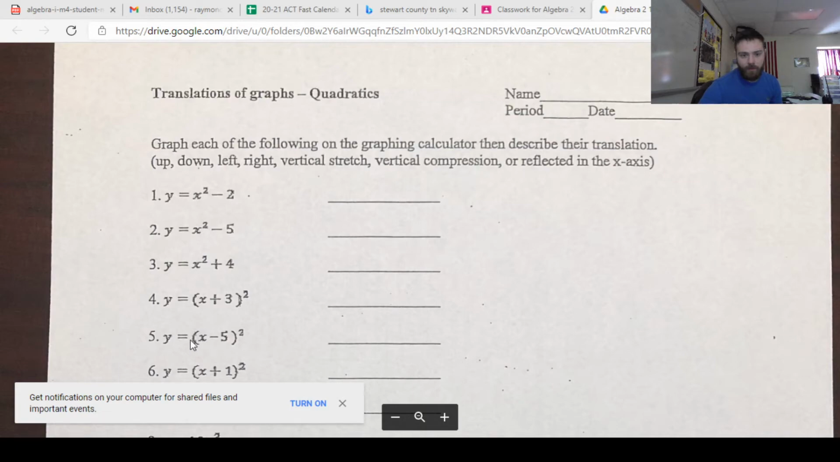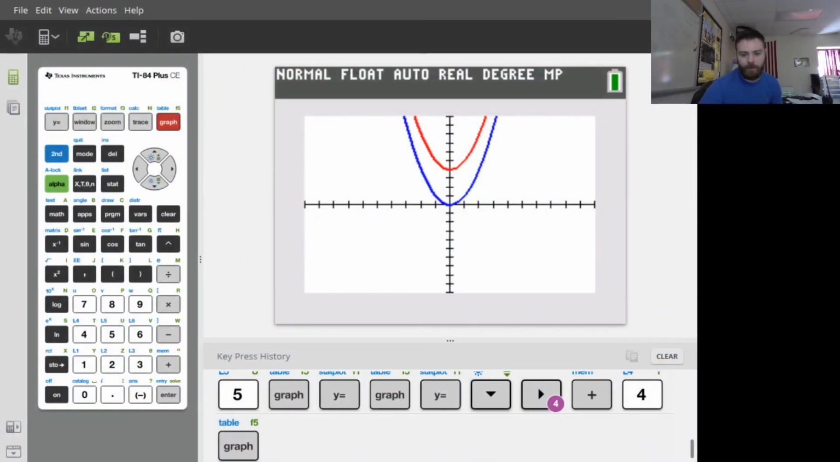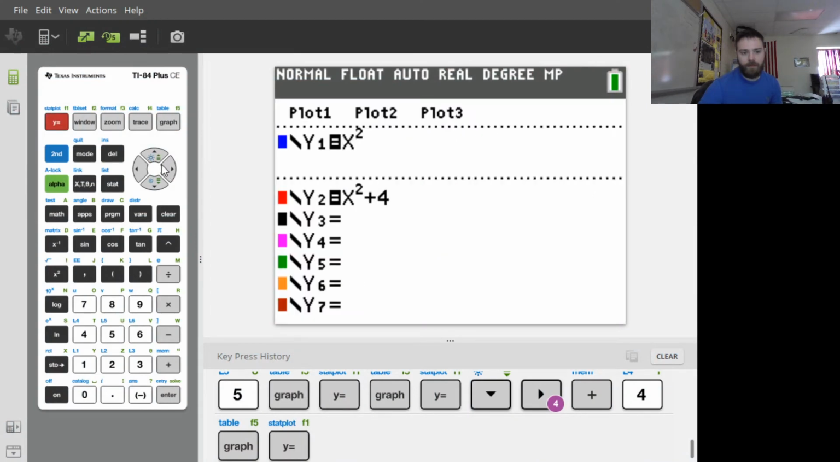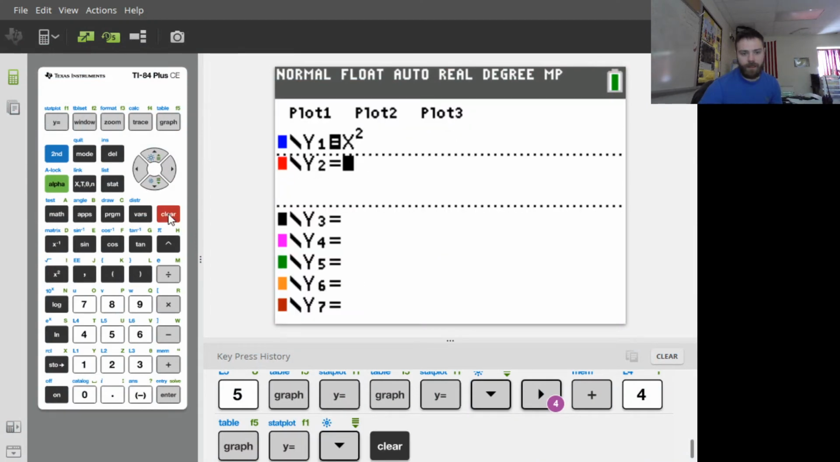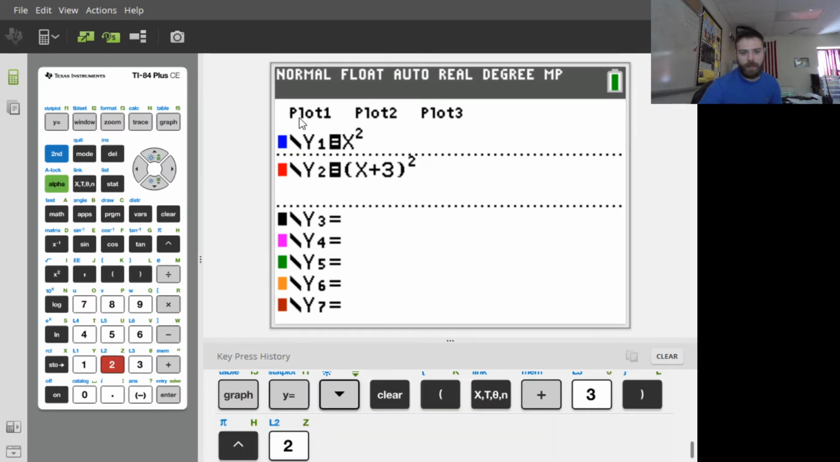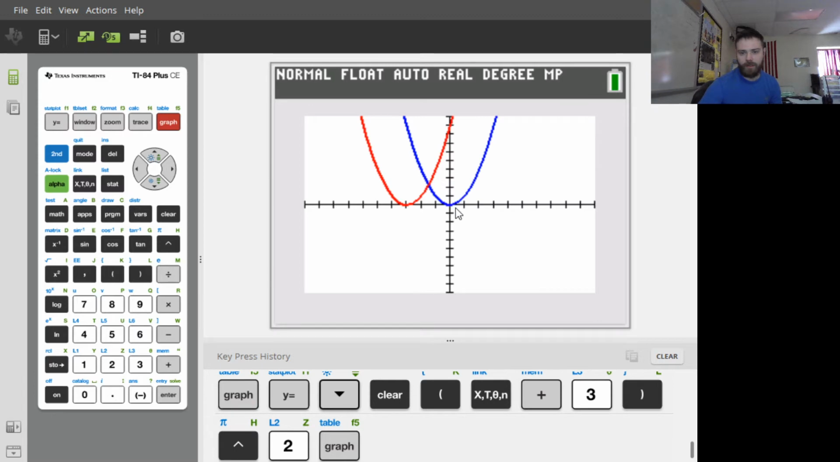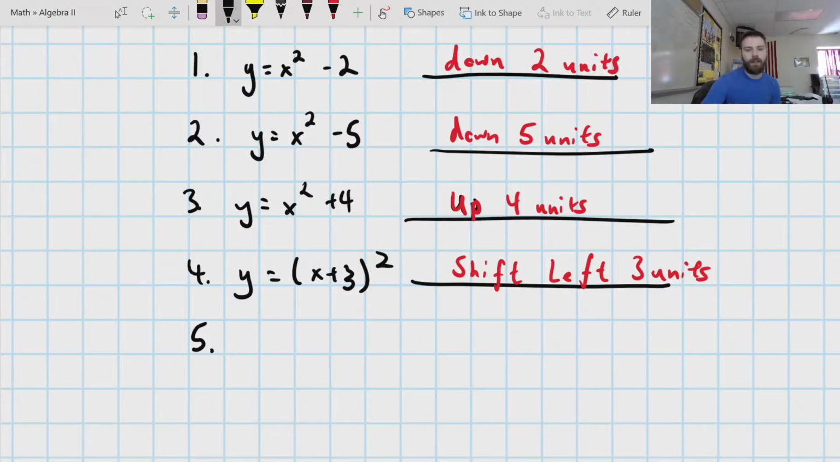Then the next one, oh, you need to see that. Yeah, that's important. So let's go over here. It's going to shift left 3 units, so I kind of gave it away, and that was my mistake. But if I take x plus 3 inside parentheses and raise it to the second power, what you're going to see is this function, every point, shifts left 3 units. So even though it's a plus on the inside, what it does is it takes every point and shifts it left 3 units.